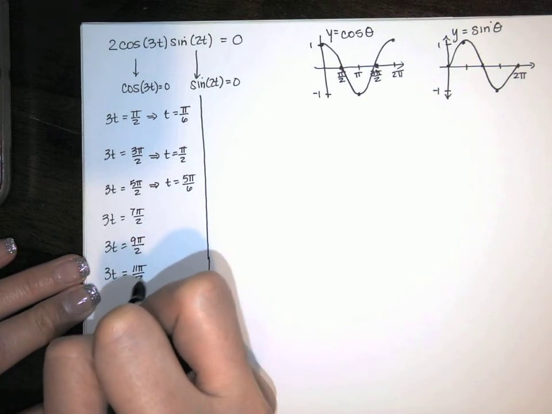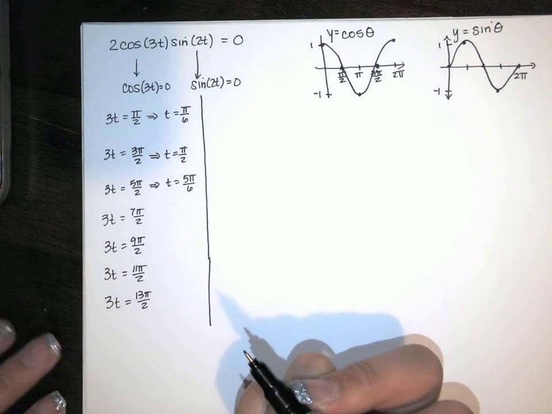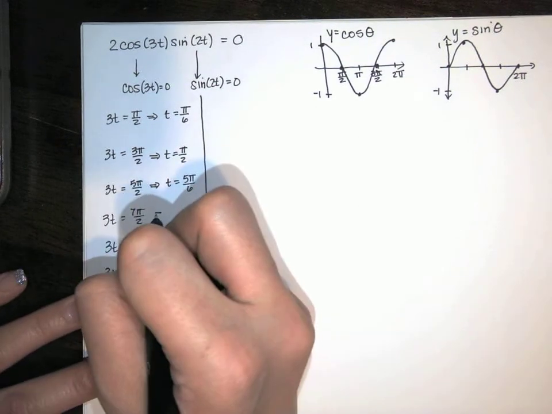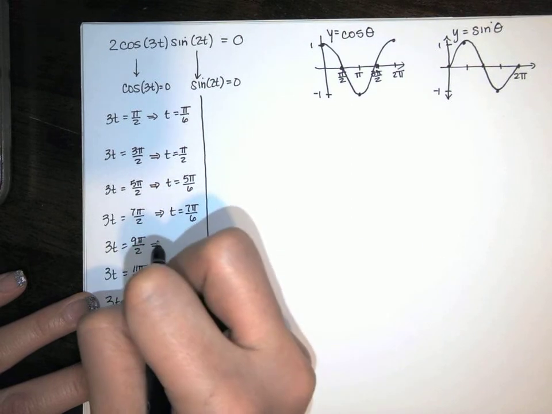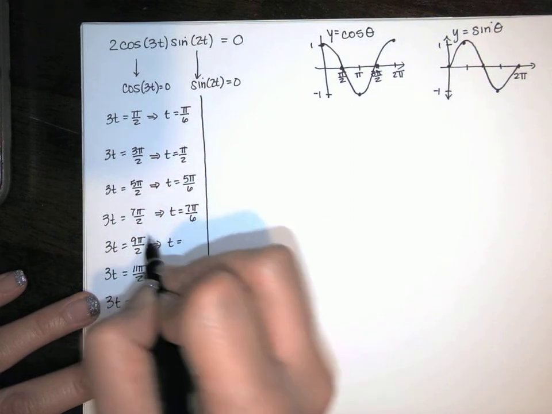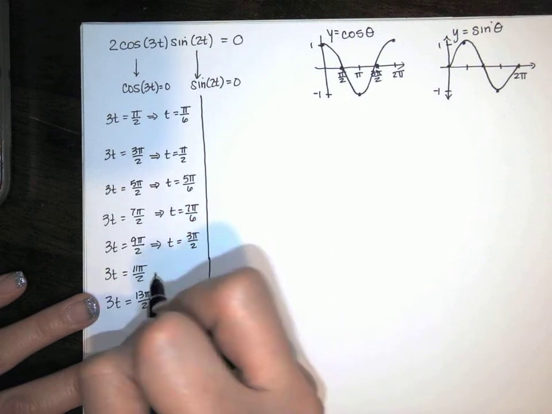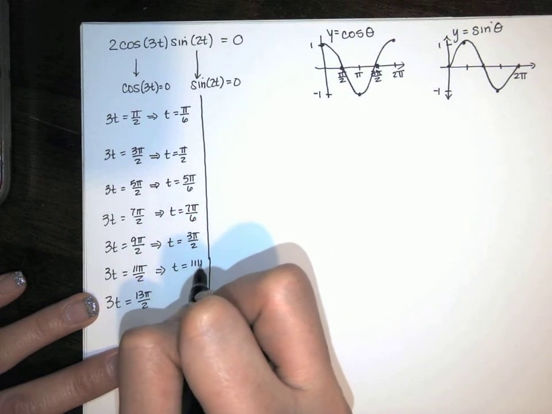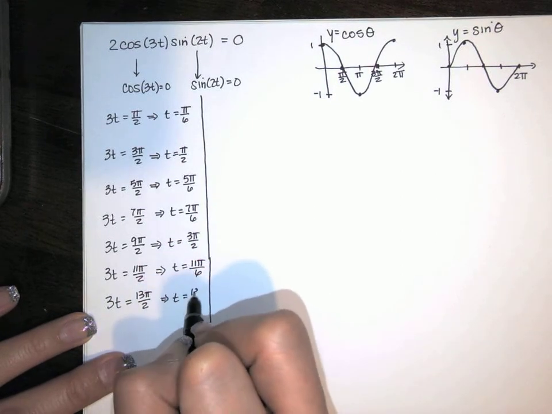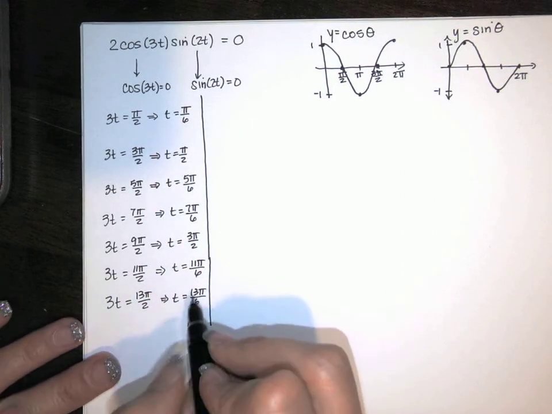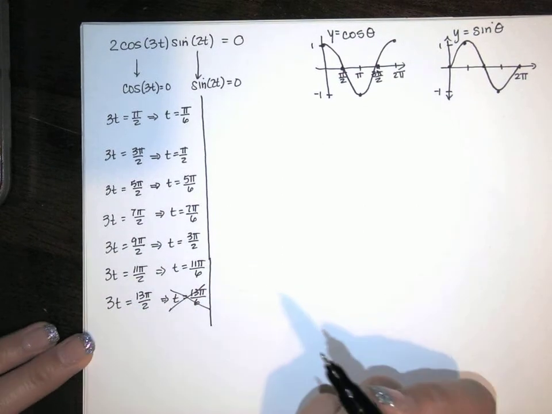And 11 pi over 2. And 13 pi over 2. Okay. So we divide by 3 and we get this. Divide by 3 here. You divide by 3 on this one, you get 3 pi over 2 because the 9 is divisible by the 3. This one, you get this. And then look what happens here. You get that. But 13 pi over 6, that's more than 2 pi, so we're not interested in that guy.